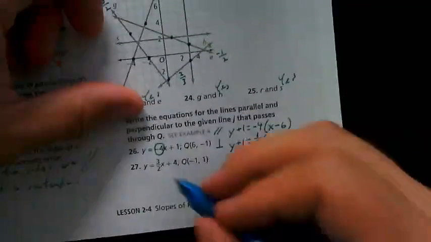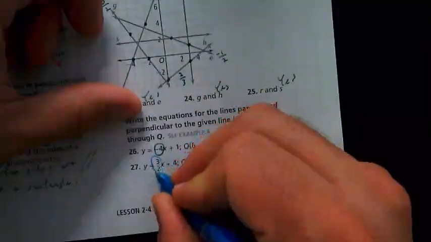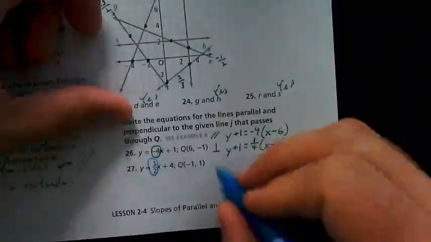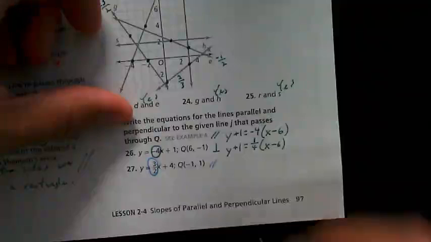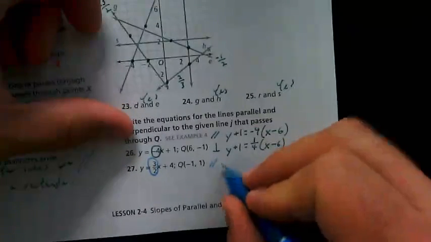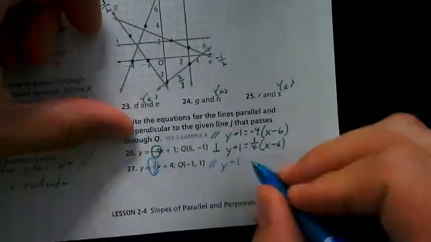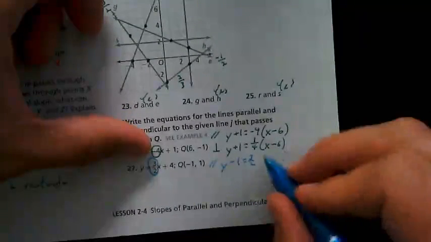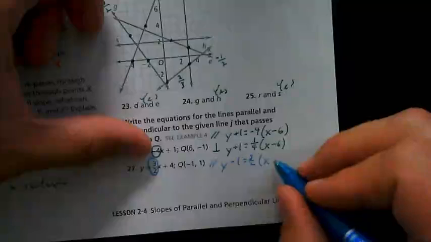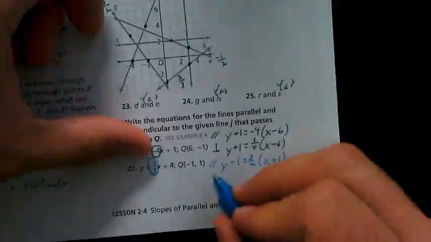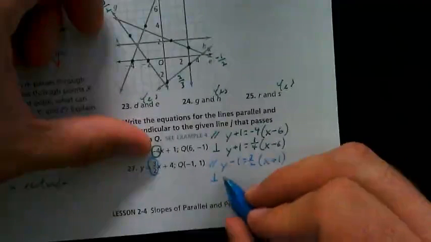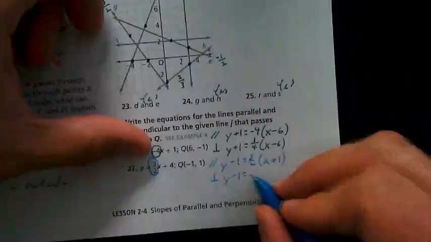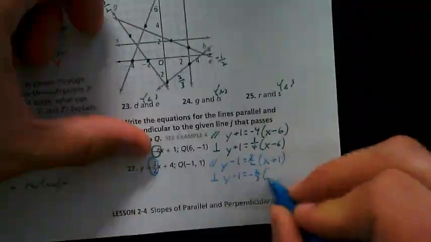All right. On the next one, our slope this time is 3/2. So for the line that's parallel, y minus 1 equals 3/2 x plus 1. The one that's perpendicular, again, I'm just flipping and changing the sign of my slope, negative 2/3.